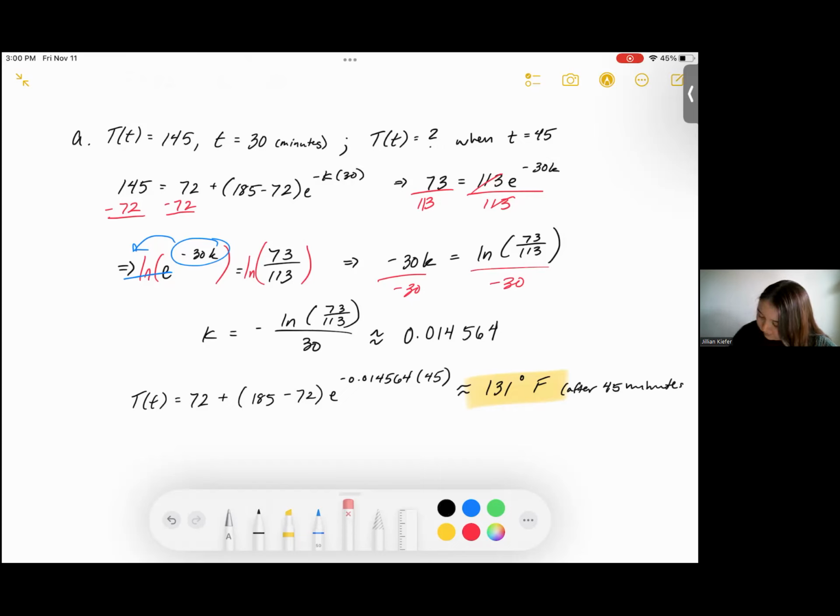That doesn't even look like a word. Let's erase that. There we go. All right, that was part A. We wanted to know what was the temperature of the turkey after 45 minutes. Now for part B, we want to know how long it's going to take to get the temperature of our turkey to 100 degrees. So that's what we'll do for part B.